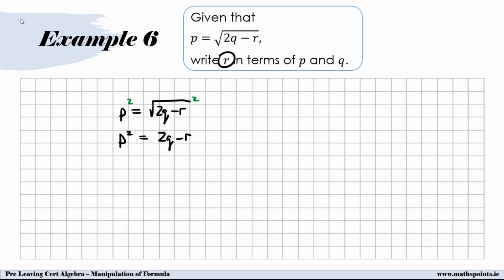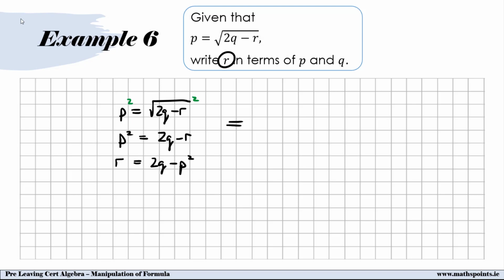So we want to write r in terms of p and q. So I can see it's a minus r on the right hand side. And so if I add an r to both sides, it will get rid of the r from the right hand side and put a plus r on the left hand side. I want to get rid of the p squared from the left hand side, so I'm going to subtract a p squared from both sides. So the right hand side now has 2q minus p squared, and that's our final answer.